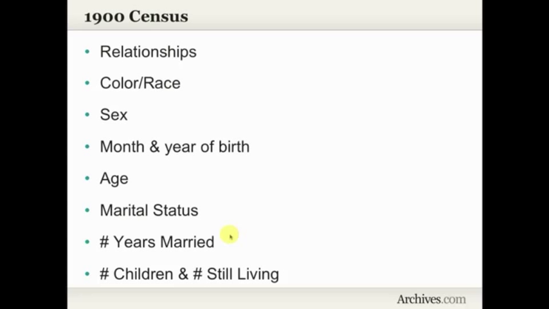Now let's take a look specifically at the 1900 census. The first part of the 1900 census that we're going to take a look at is going to give us information about relationships, and specifically the relationship to the head of household. The person's color or race, their sex, their month and year of birth, and yes, you are reading that right, their age, marital status, the number of years they've been married, and for women, the number of children that they've had and the number that are still living. So let's take a closer look at this section of the 1900 census.